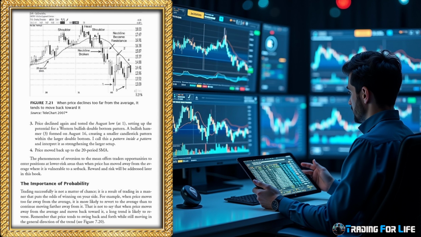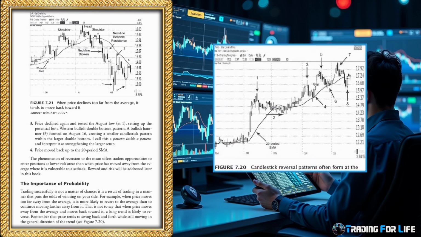The importance of probability. Trading successfully is not a matter of chance. It is a result of trading in a manner that puts the odds of winning on your side. For example, when price moves too far away from the average, it is more likely to revert to the average than to continue moving farther away from it. That is not to say that when price moves away from the average and moves back toward it, a long trend is likely to reverse. Remember that price tends to swing back and forth while still moving in the general direction of the trend. See figure 7.20.